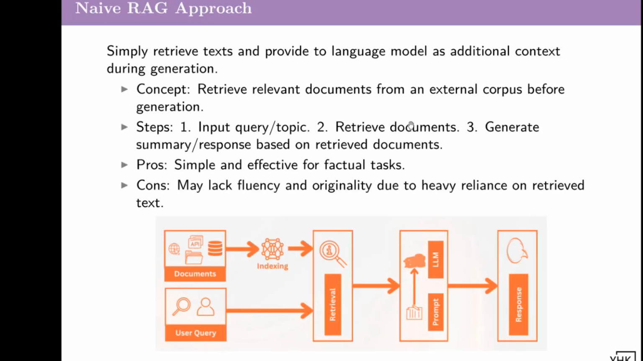I will go a little fast now that we have understood what the RAG is, actually a naive RAG, right? Whatever we have seen so far. These are the steps. You query, retrieve document, generate summary, and that's about it. So this is how it works. Documents are indexed in some database. User query comes, some retrieval happens. Prompt plus context goes to LLM, and that's the response. Standard.